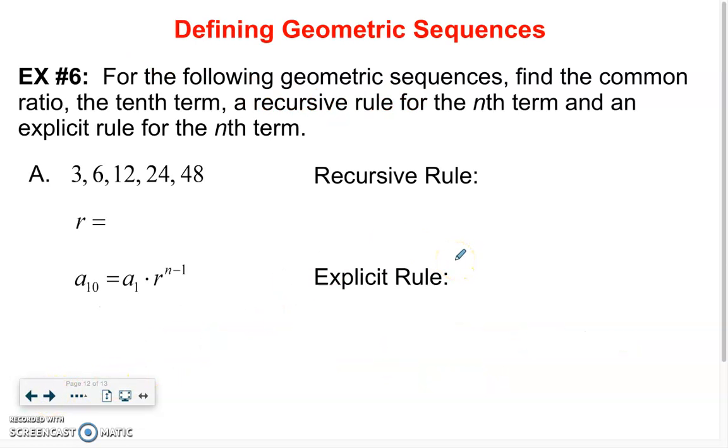All right, so we're gonna go back and do a little bit of practice with geometric sequences, writing those recursive rules and those explicit rules. And I think we're pretty much done after that. So like 2 more examples.